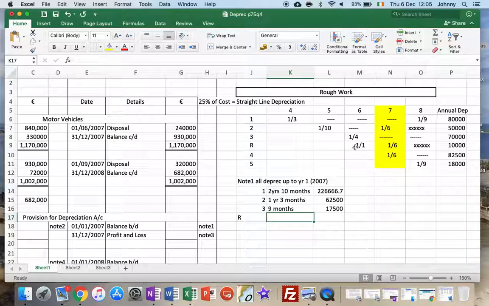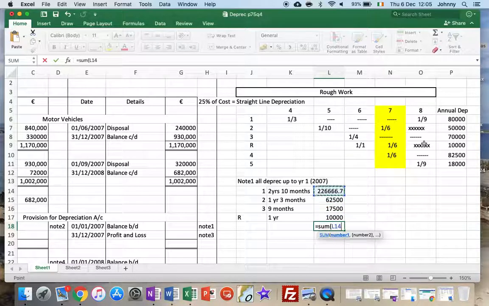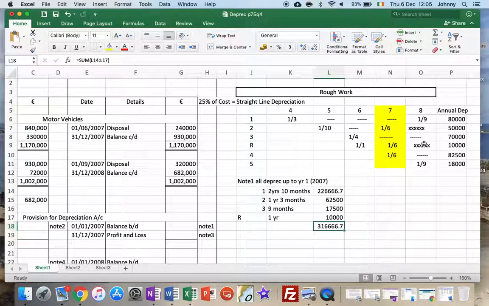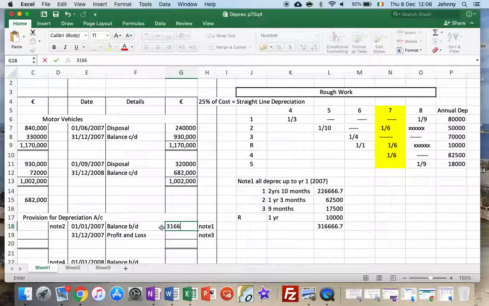And then the refrigeration unit. I had it put in at the beginning of the year of 06, so therefore it's 10 grand. So it's 1 year, 10 grand. So I add all my depreciation up and I get a total. So that figure there goes in for my note number 1, which is over here, in my provision for depreciation. So I'm going to round it off to the nearest euro. So it's 31,667.